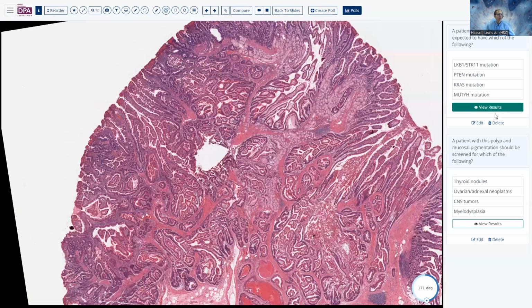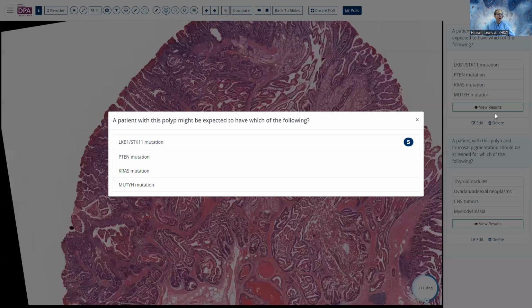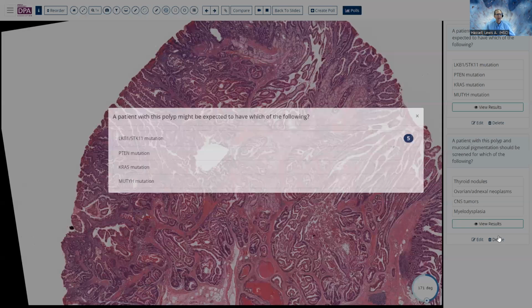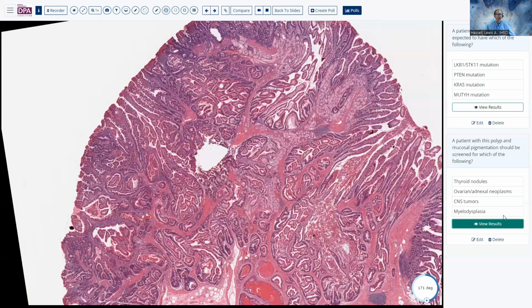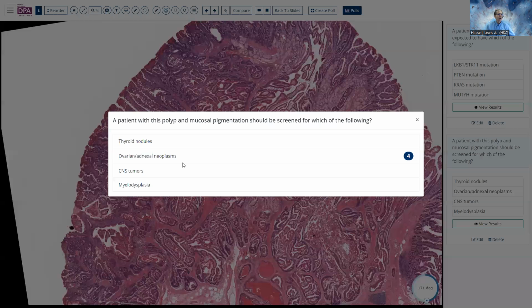So a patient with this type of polyp might have which of the following? Aha, well, everyone got this right. I'm just really pleased. These are associated with a STK11 mutation in at least 50% of cases with Peutz-Jeghers syndrome. Now, Peutz-Jeghers syndrome should be screened for which of the following? Ovarian adnexal neoplasms. Other neoplasms occasionally can be seen, but certainly the most frequent are the SCTAT and the STK11 adnexal neoplasm.